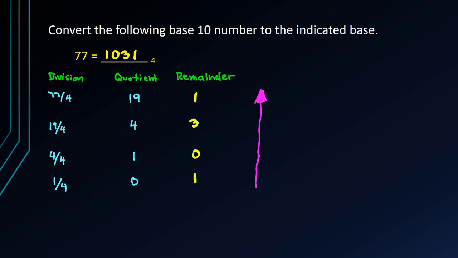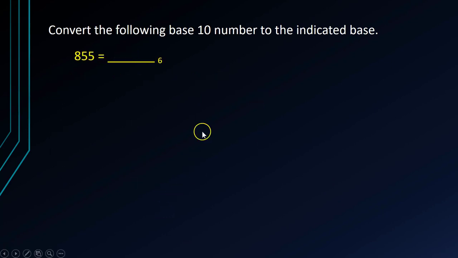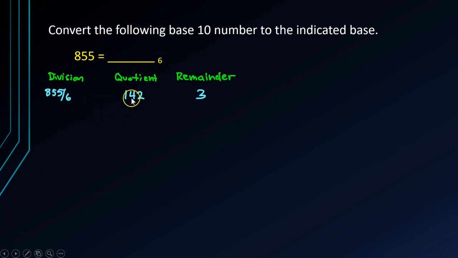So again, 855 in base 6. So I'm going to have my 3 columns, my division, my quotient, and my remainder. I'm going to take this number here and divide it by the base. So 855 divided by 6, I would get a quotient of 142 and a remainder of 3. Take the quotient, move it down here, divide that by 6, get a new quotient, 23, with a remainder of 4. Move this down here, divide it by 6. I get 3 with a remainder of 5.